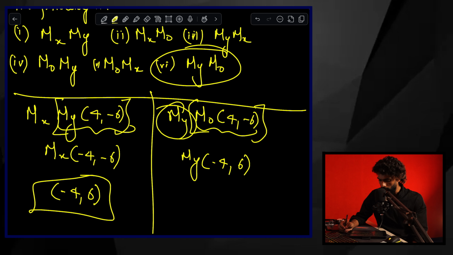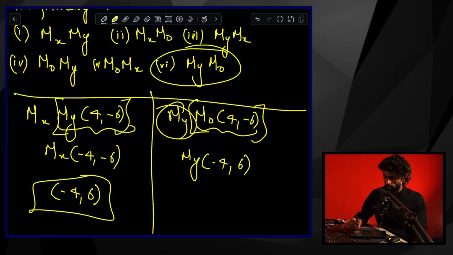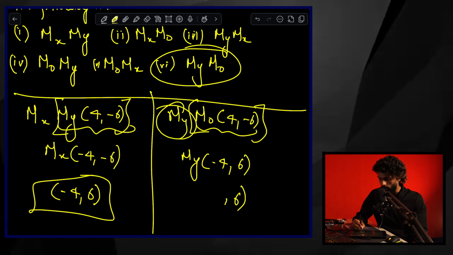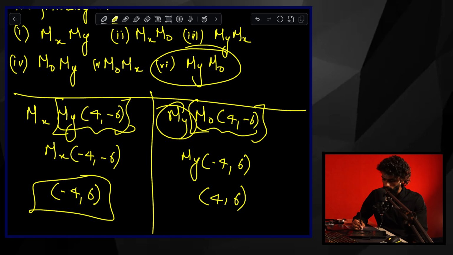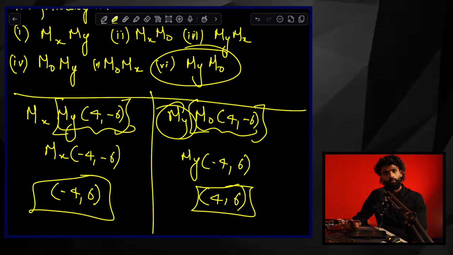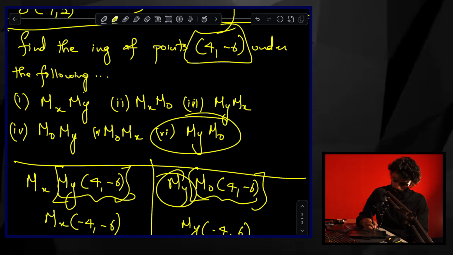Okay. Now, my, I'm supposed to reflect this specific point through the y-axis. So y-axis, what remains the same? The y coordinate remains the same and the x coordinate changes to plus 4. Therefore, the answer is 4, 6. This is how things work. Okay. It's simple, but you'll have to go step by step. So I'm done with the 6th one.